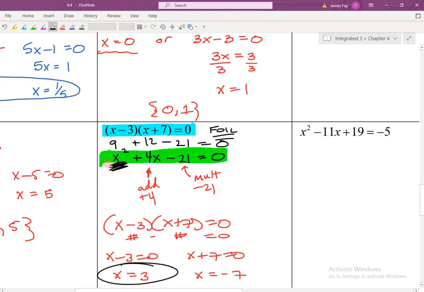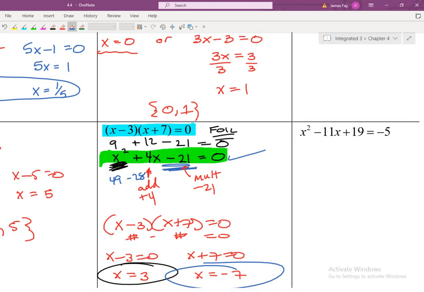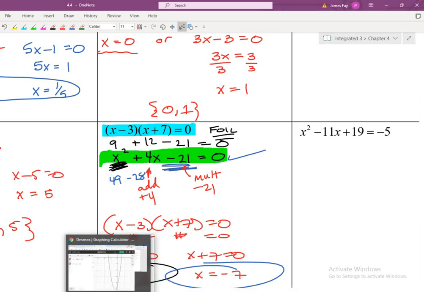If I plug negative 7 in, what's negative 7 squared? 49. What's 4 times negative 7? What's 4 times 7? Okay, so negative 28. What's 49 minus 28? 21. And then what's 21 minus that 21? 0 again. Those are the only two numbers of all the numbers that exist that when plugged in there give me 0 back. And we can look at this to prove that.